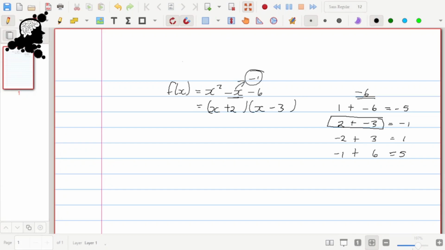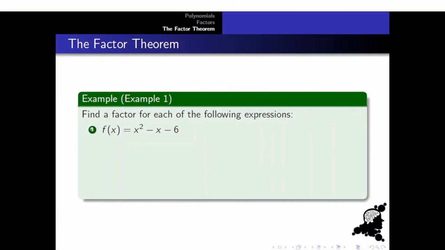Wonderful. Life is great. Let's look at the next question. In the next question, we have a cubic polynomial. g of x equals x cubed plus 3x squared minus 2x plus 4. So let's write this one down.